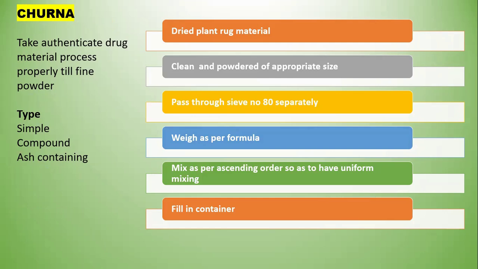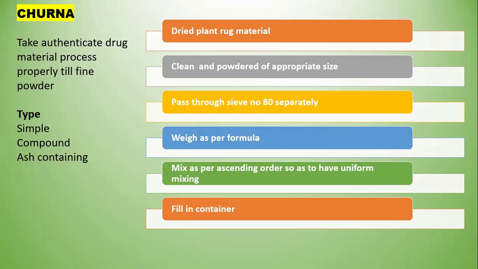Once we authenticate the drugs, we dry the powder material, clean it, and carry out all the processes. Then size reduction, sieving, weighing, and mixing of the drugs should be carried out in ascending order, so that each ingredient lies within the next one, and we can take a uniform dose of the drug.